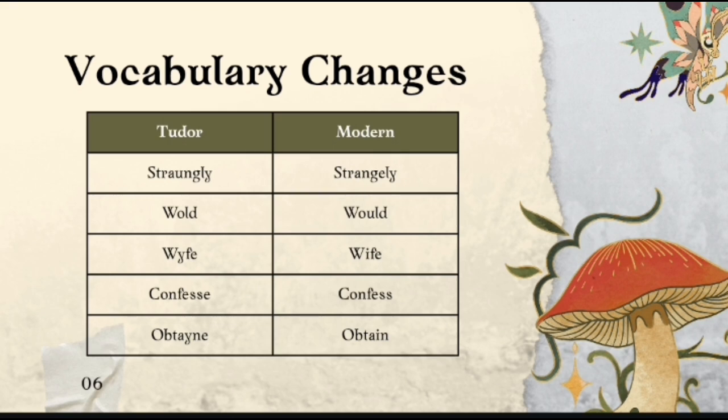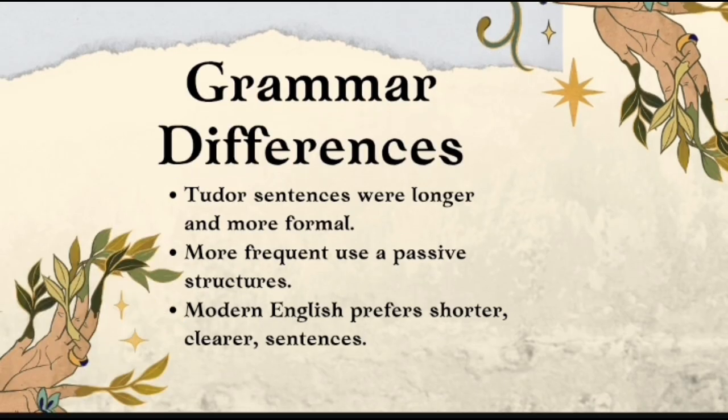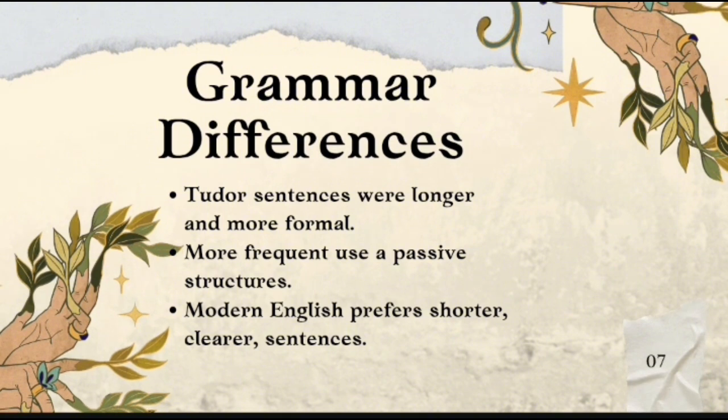After that, we can also see grammar differences. Tudor sentences were usually long with many clauses in between. There were fewer rules about punctuation. Today, we prefer short and clear sentences. This shows that grammar changed along with people's communication needs.